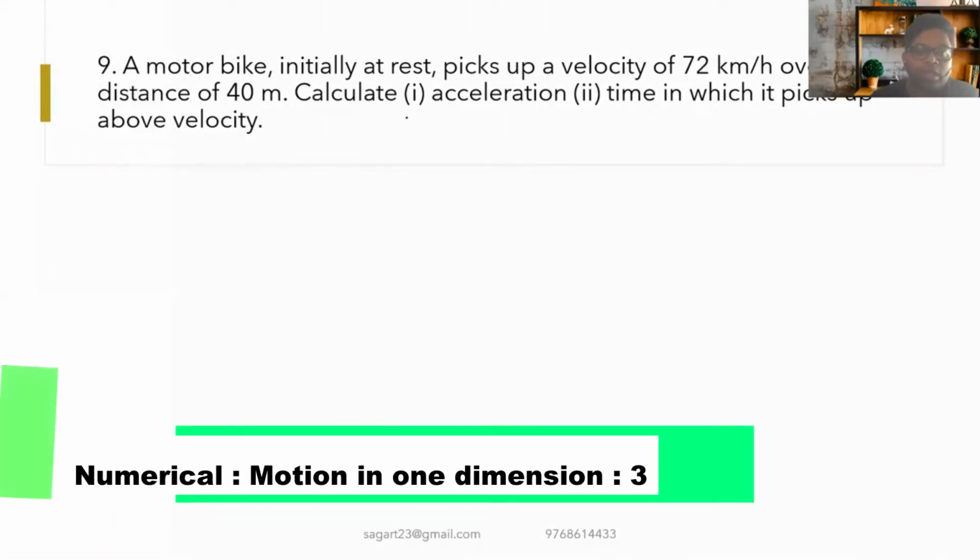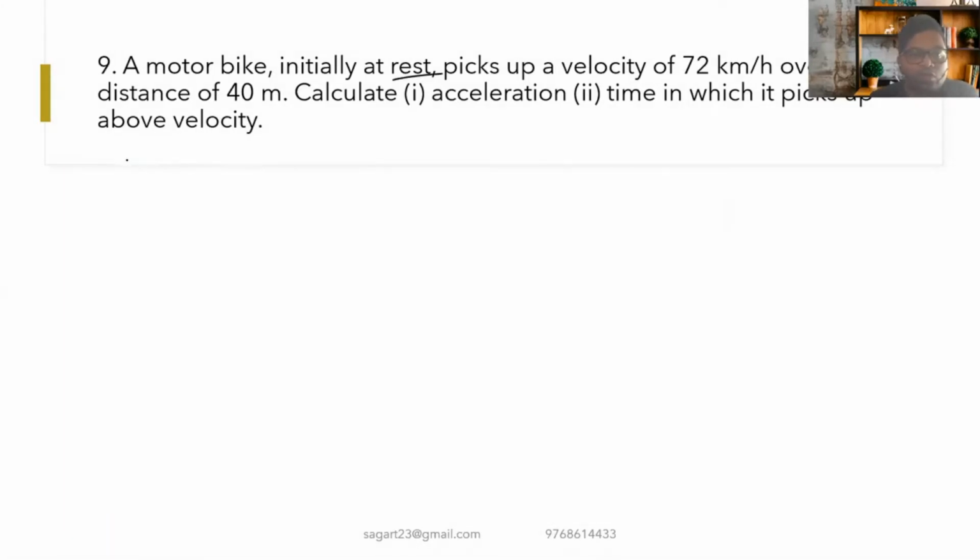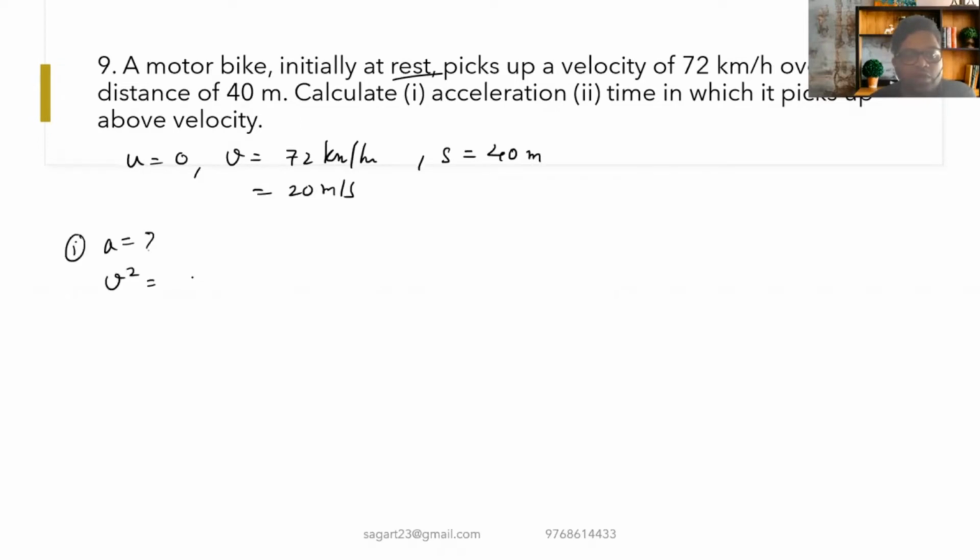Motorbike initially at rest. So u is equal to 0, picks up velocity. So this is a similar question. 72 kilometer per hour. So that will be 20 meter per second. And again, the distance covered is 40 meters. So they want acceleration. So we use v square equal to u square plus 2as.